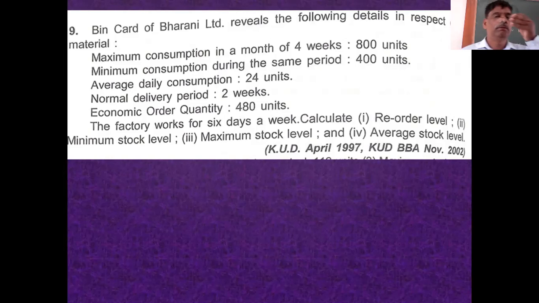What did they ask to calculate? They ask to calculate the reorder level, minimum stock level, maximum stock level, and average stock level. 4 levels they have to calculate. Okay. First requirement is you have to take the minimum consumption, second maximum consumption, third average consumption, then minimum delivery period, maximum delivery period, and average delivery period. These are the requirements. Okay. First you calculate these 6 elements and then go for the solution.